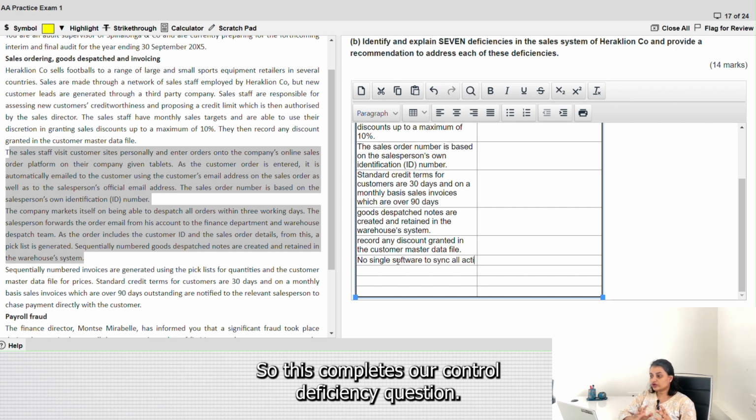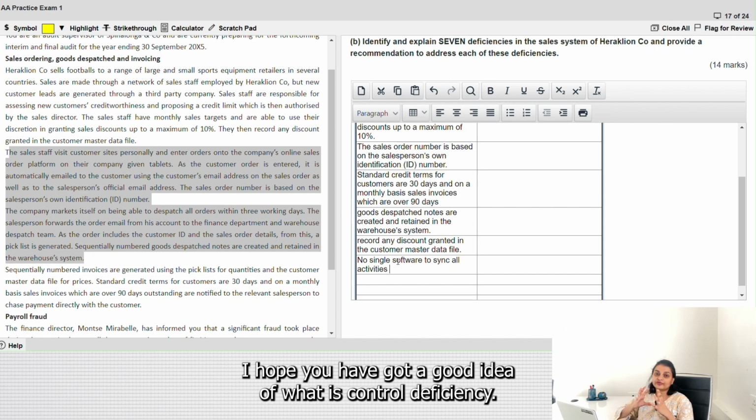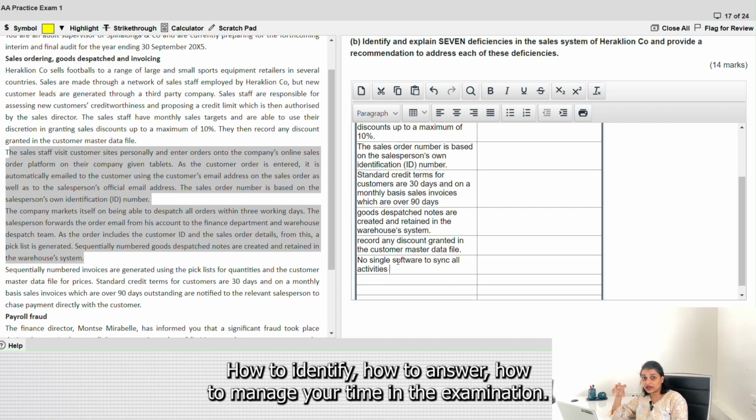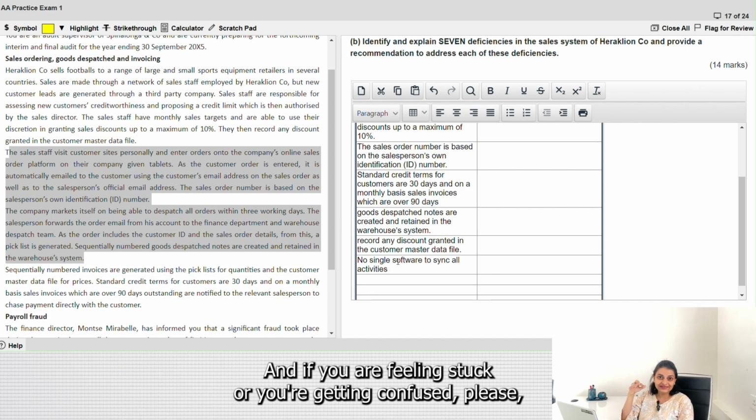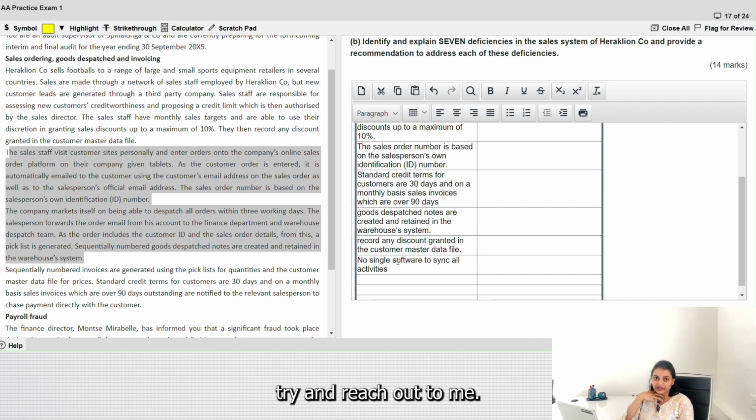Okay. So this completes our control deficiency question. I hope you have got a good idea of what is control deficiency, how to identify it, how to answer, how to manage your time in the examination. Please try and understand all those points, and if you're feeling stuck, you're getting confused, please try and reach out to me. I will be very happy to help each one of you.